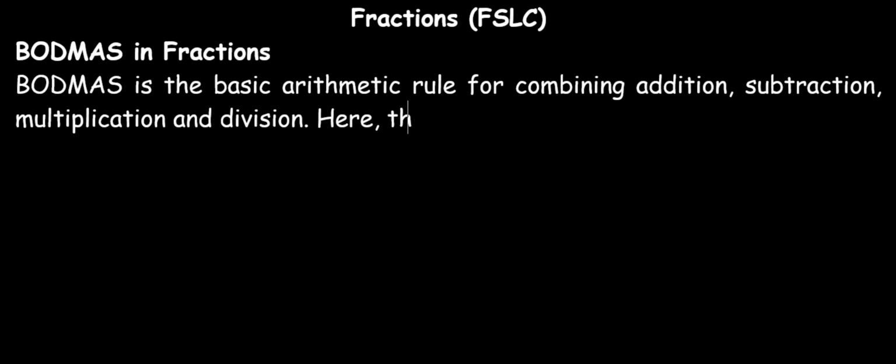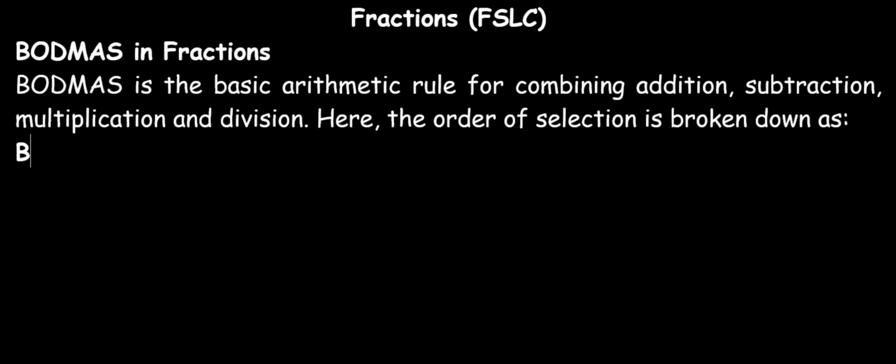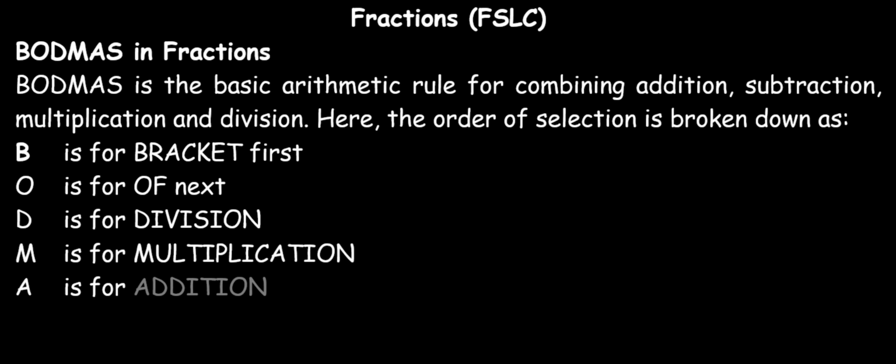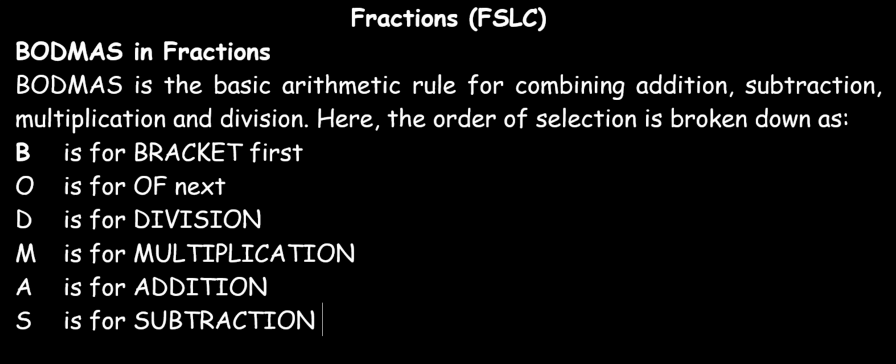The order of operations is broken down as B is for bracket first, O is for of next, D is for division, M is for multiplication, A is for addition, S is for subtraction, which is the last one. The following example will show the way.